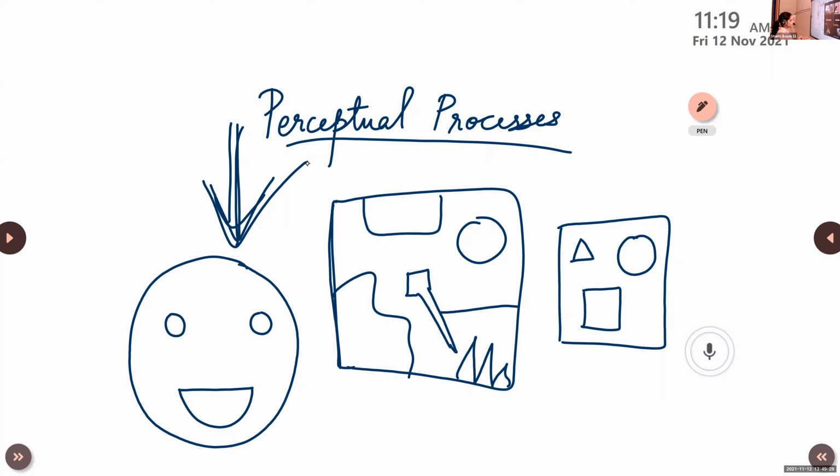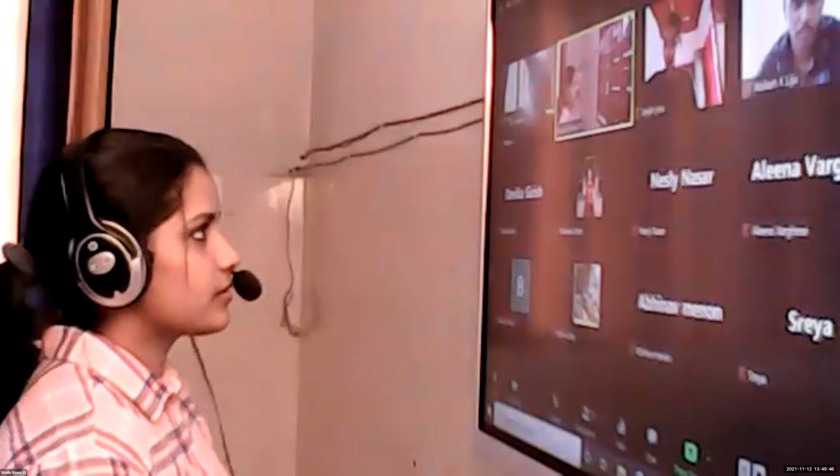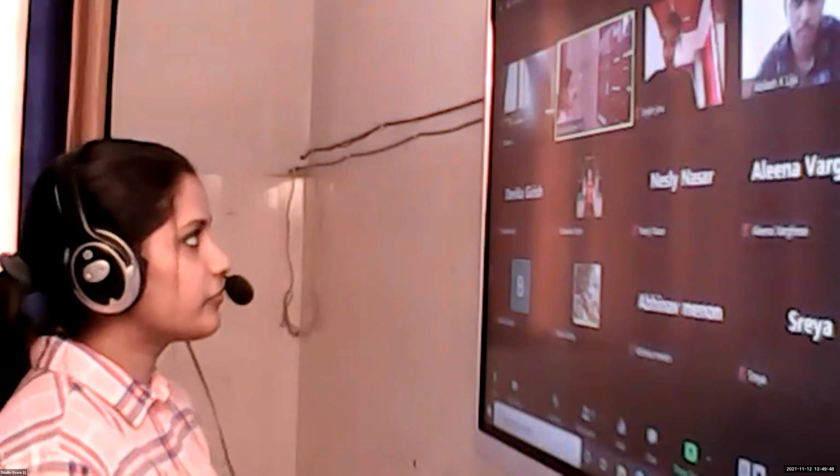So based on different factors, which we'll be learning, based on the perceiver's factors, based on the environmental factors that we'll be dealing with in the coming portion, the perception also changes. Even if we are in a situation like we are facing a problem or a crisis, different people perceive it differently, isn't it?